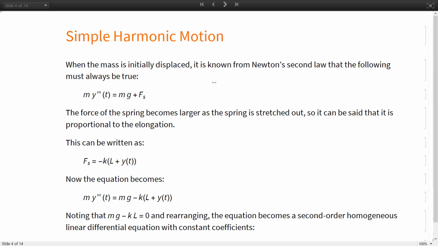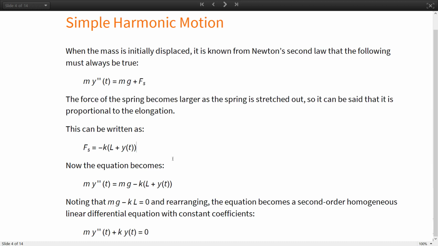When the mass is displaced, we know from Newton's second law that the mass times the acceleration must equal the sum of the forces, in this case the gravitational force and the force of the spring. The force of the spring becomes larger as the spring is stretched, so we can say that the force is proportional to the elongation of the spring. This is written as an equation here, where k is the spring constant specific to the spring and defines how much force is added as the spring stretches. L is the amount the spring is elongated by relative to when the mass is not attached to the spring, and y of t describes the displacement from this equilibrium point.